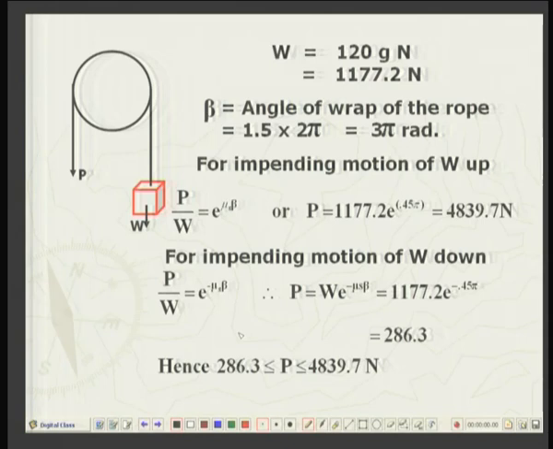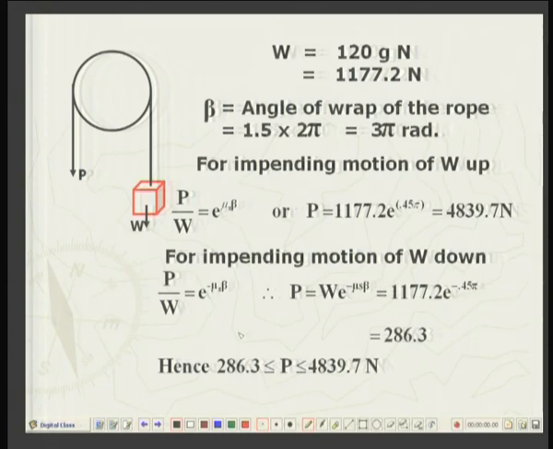Now, when the impending slip is such that the mass is about to go up, that is, this end where P is being applied, the pull P is going down. In that case the tension P will be larger than W. So P over W, that is T1 over T2, and P over W is equal to the exponential of the coefficient of static friction times the angle of wrap, which we have already calculated.